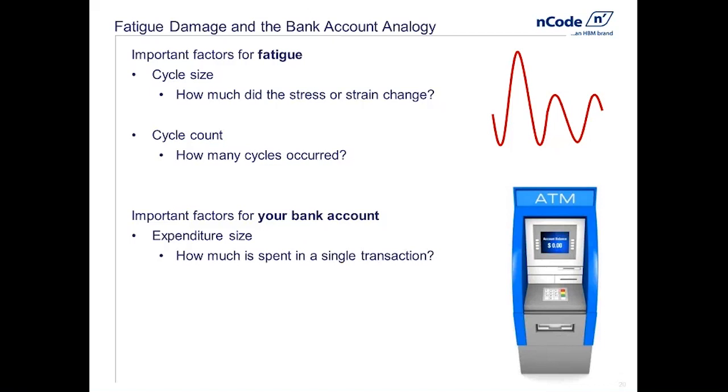Every time you go extract money, how much is that? How much are you pulling out each time? And then also, how often do you do that? Do you go to the bank every day? Do you go to the ATM several times a day? So expenditure size and occurrences is like saying cycle size and cycle count.